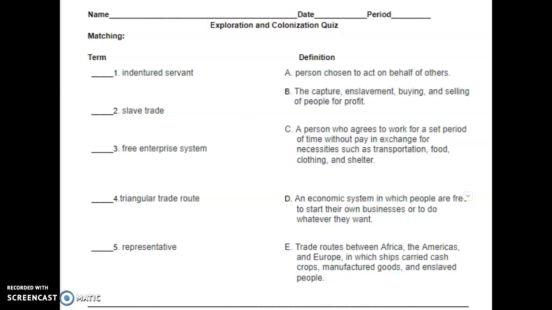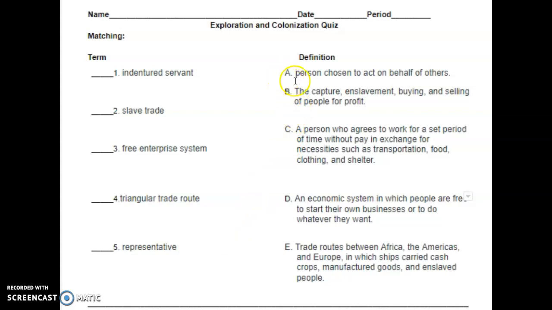Exploration and Colonization quiz. You will be matching the terms in the left-hand column with the definitions in the right. So term number 1, indentured servant. Term number 2, slave trade. Term number 3, free enterprise system. Term number 4, triangular trade route. Term number 5, representative.